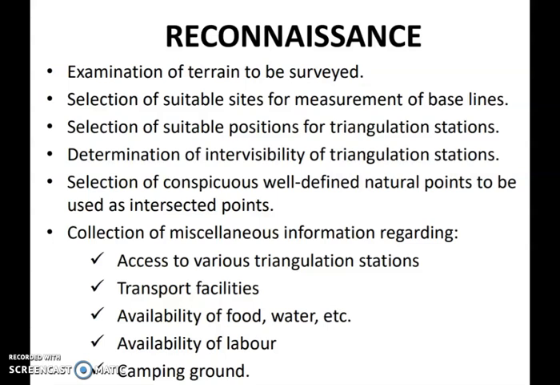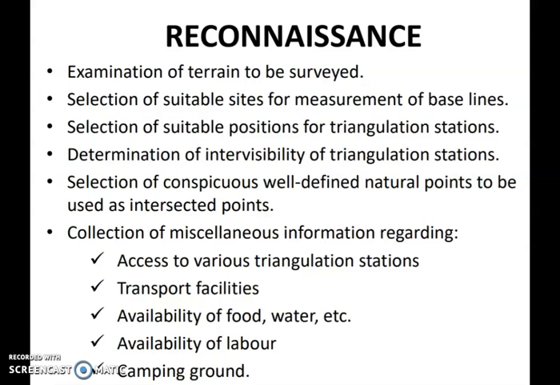The next is selection of conspicuous, well-defined natural points to be used as intersected points. What do you mean by conspicuous, well-defined? It should be easily identifiable. See what happens, obviously these geodetic surveys that I told you, they are more than 250 kilometers square area. So the work is going on for multiple number of days, right? You don't want to lose the points which you have already surveyed. That's the reason the points have to be conspicuous.